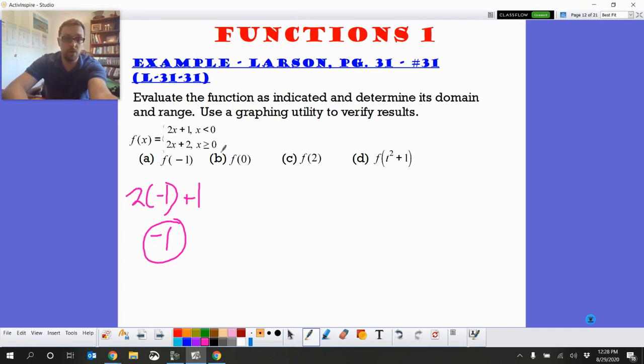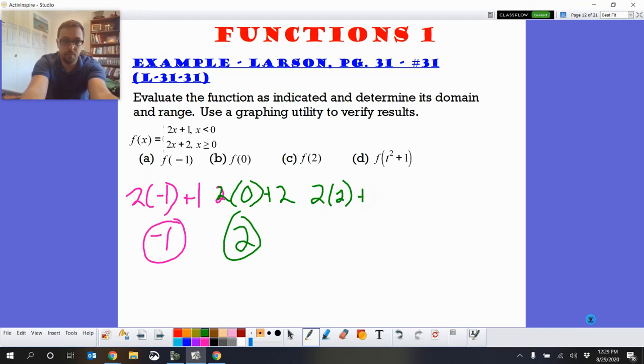Then we do 0. Is 0 less than 0? No, it's not. Is 0 greater than or equal to 0? Yeah, it is. So we want to do this bottom thing. Here, I'm going to change colors. We're going to do 2 times 0 plus 2. So that's 2. Cool. Next, we've got f of 2. Is 2 less than 0? No. Is 2 greater than or equal to 0? Yes. So I want to do this bottom thing again. So we're going to do 2 times 2 plus 2. So that's 4 plus 2, which is 6.